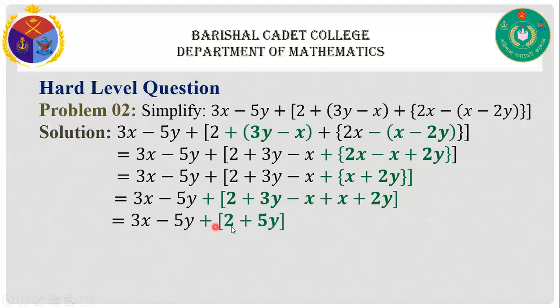So 3x minus 5y plus {2 plus 5y}, and we have to remove this third bracket, and before the third bracket we have a positive sign, so the sign inside the third bracket will be the same. So now we remove the third bracket, we get 3x minus 5y plus 2 plus 5y, the sign remains the same. So now we have 3x and minus 5y and plus 5y will be cancelled and it will be 0. Then we get 3x plus 2. The final simplification result is 3x plus 2.